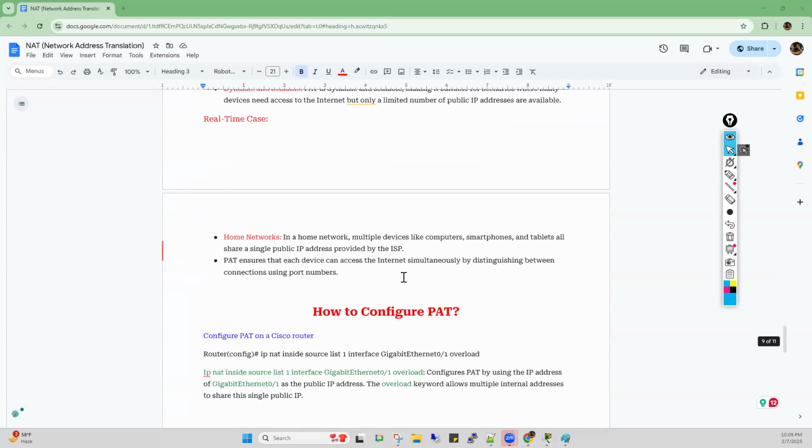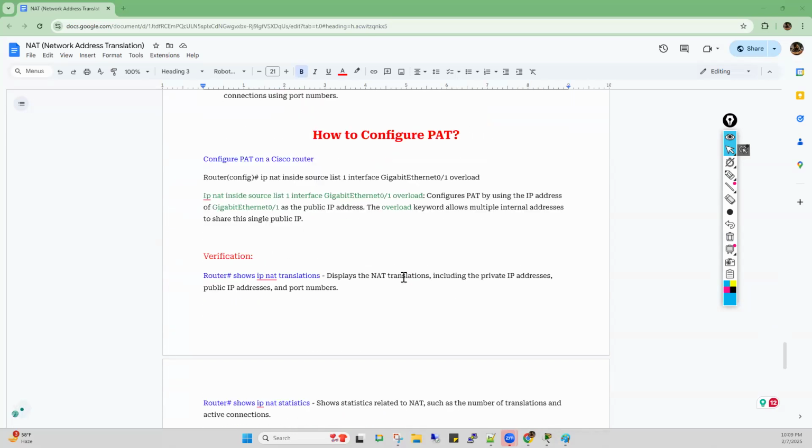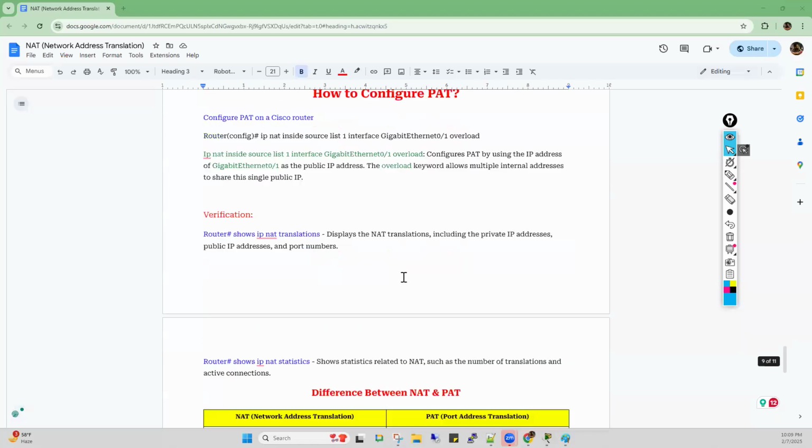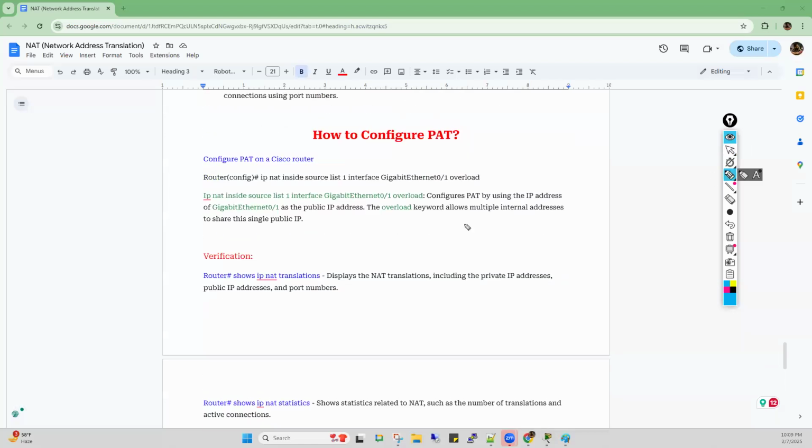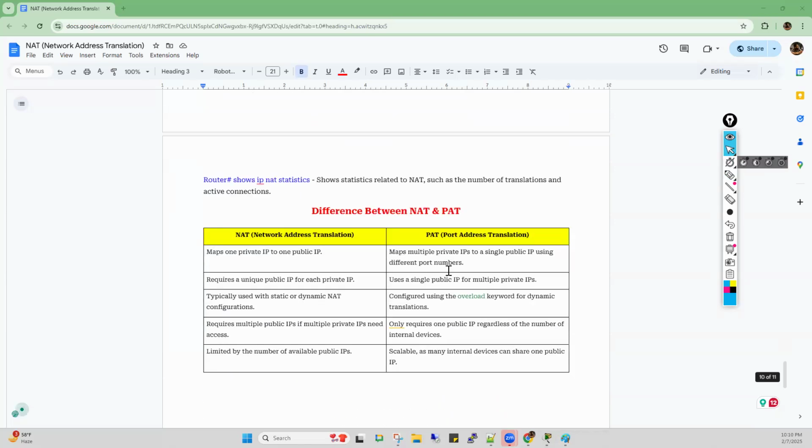Now, next one is PAT. Generally, PAT is not in our syllabus, but if you want, I can tell you how to configure it. You need to write only one extra command, called the overload command. That's all. With the help of the overload command, you can configure PAT. Clear, guys? I hope you understand.